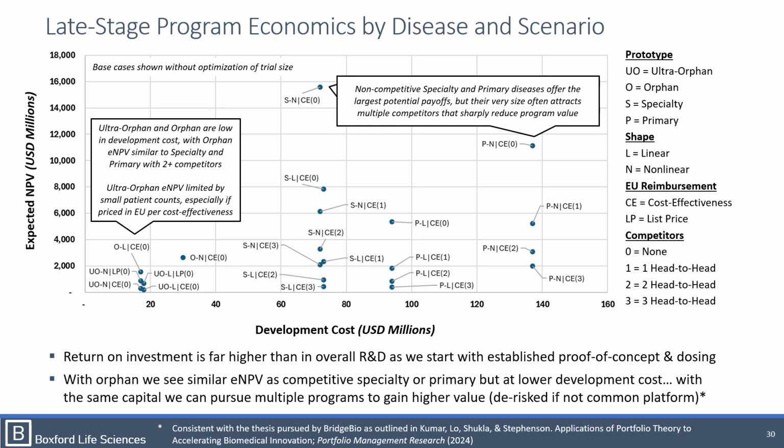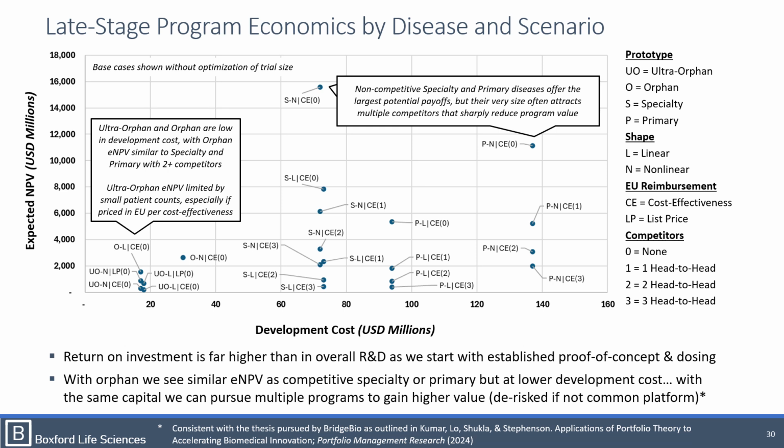Some orphan diseases, certainly many of them, are somewhat competitive, but you have a better chance of maybe having at most one major competitor in some of these diseases. Again, an order of magnitude more patients than an ultra-orphan, but the price is only half or a third, and so you do have a significant revenue potential.